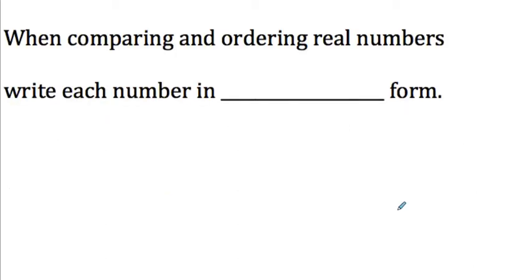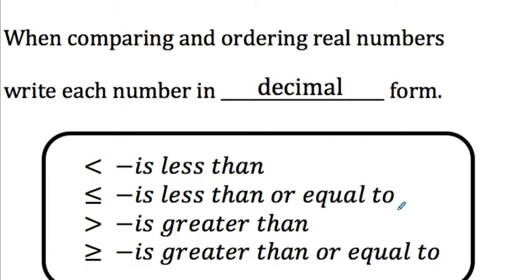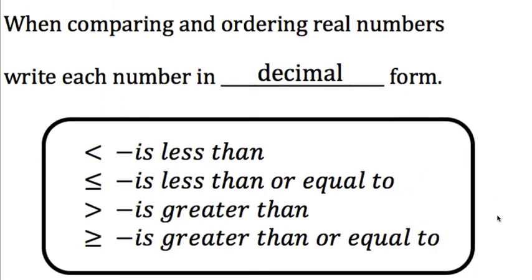All right, next, when we are comparing and ordering real numbers, basically what we do is we change all of these to decimal form. It's way easier to compare numbers in decimal form than when they're written as fractions or square roots or mixed numbers or anything like that. So we always want to change them to decimal form first, and we're just going to do that with our calculator.